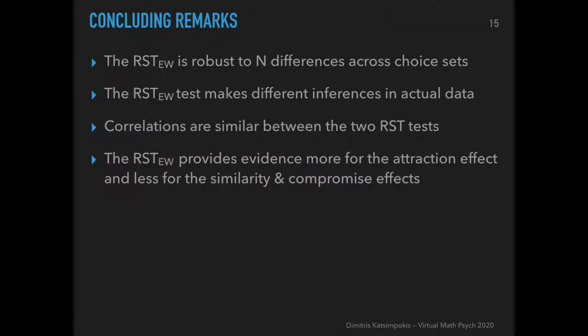So to conclude, we showed that the equal weights RST model is robust to target competitor sample size differences across the 2 sets and in experiments of such design. And we also showed that these differences have important consequences for hypothesis testing, not just in simulated data, but also in actual empirical data. Interestingly, correlations among context effects were similar across the 2 RST tests. And when we reanalyzed the data, the equal weights RST test provided more evidence for the attraction effect and less evidence for similarity and compromise effects.